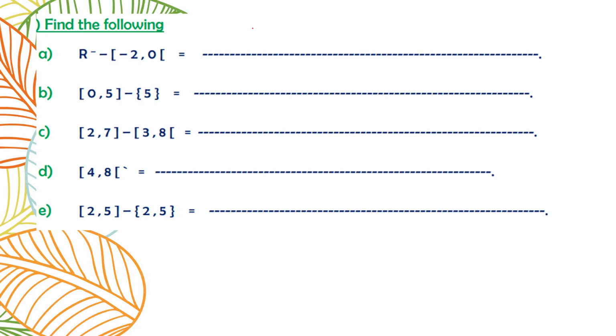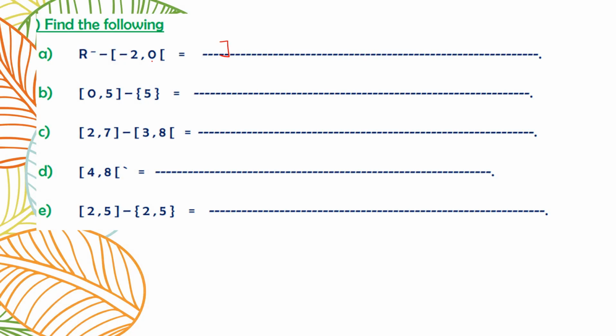Now let's remember the intervals. We have here the difference: R negative difference the set from negative 2 to 0. So what's the meaning of R negative? It means all the negative real numbers. So if I want to represent R negative as an interval, how can we do it? Will the 0 be with me? No, of course, because the 0 is not negative.